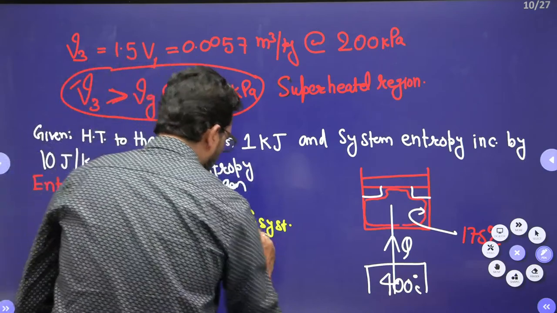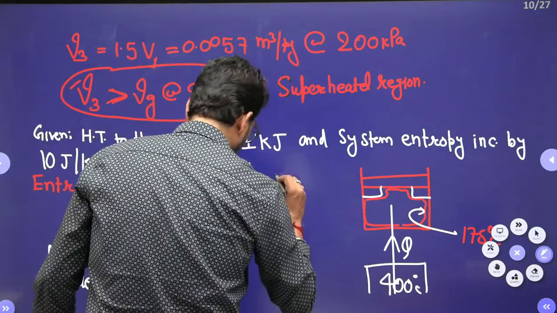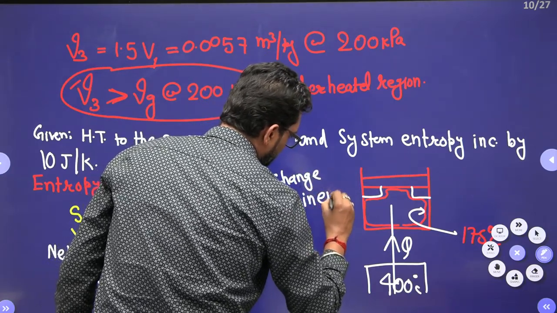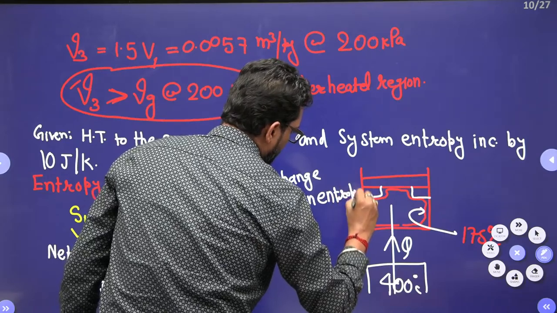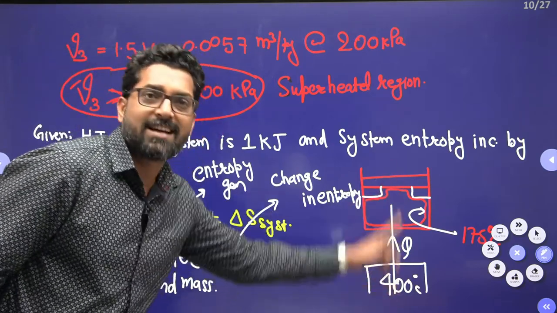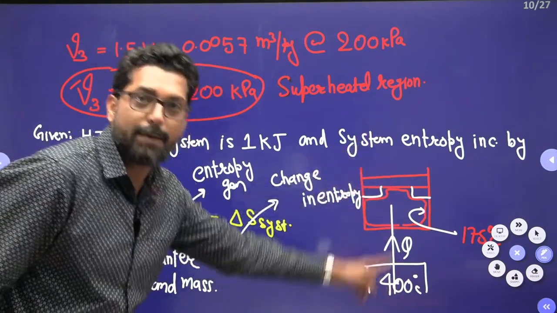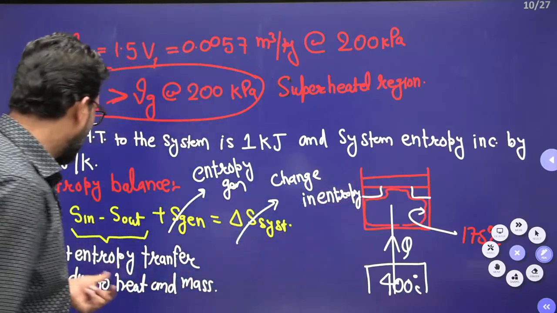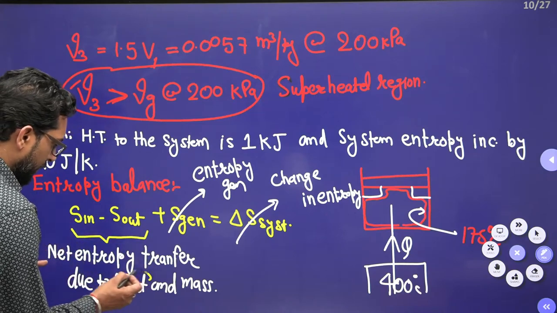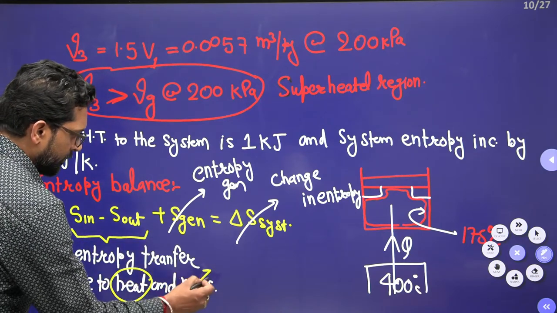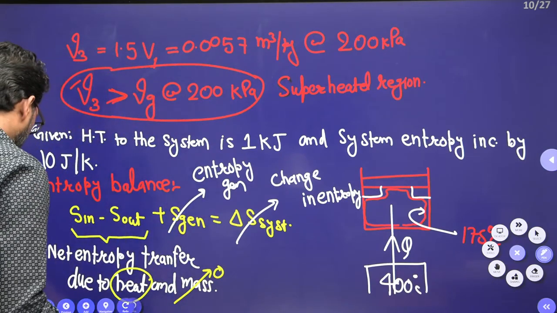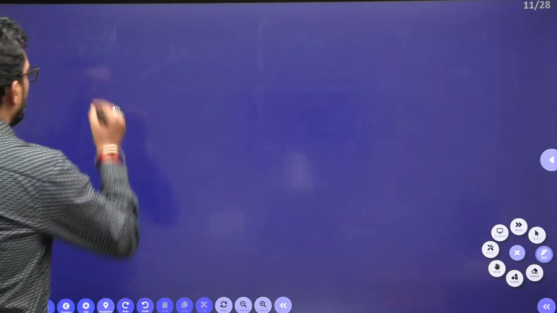And this is your entropy change of the system. See the beauty, beta. In this case, there is no mass transfer. Only the heat will transfer. So the entropy transfer is due to heat only. The mass term is zero. So what is the entropy of the system? So heat only.